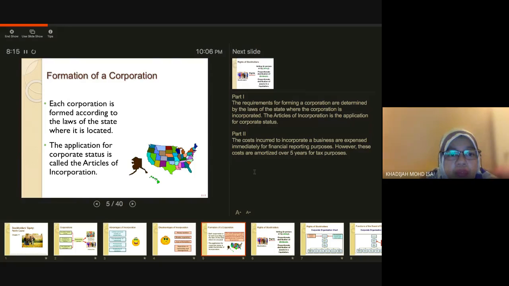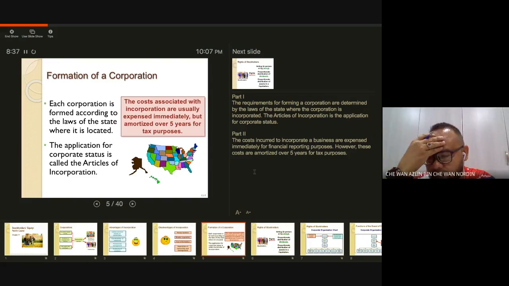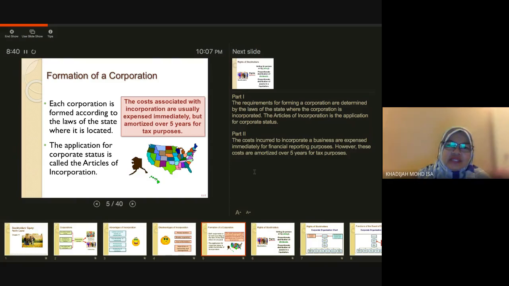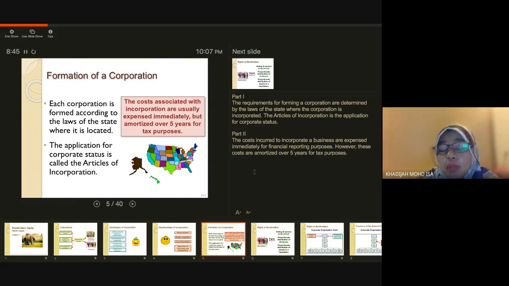Corporation: you form a company under the law. In Malaysia, you have to apply to, what do we call it? Company secretary. SSM, Suruhanjaya Syarikat Malaysia. It used to be ROS, then you have ROC. Registration of company, registration of society, all of this.